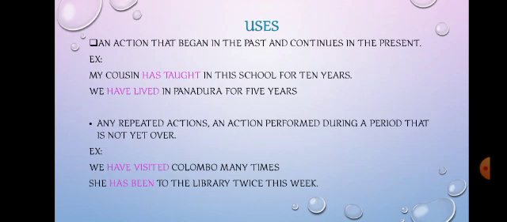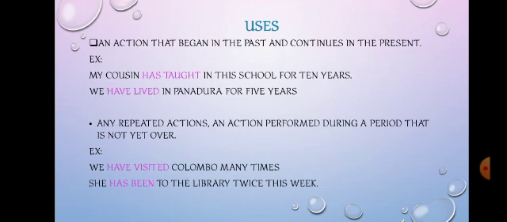We have watched this movie several times. We have visited Colombo a lot of times, right? Repeated actions, there you use present perfect tense. And the next one is an action performed during a period that is not yet over.